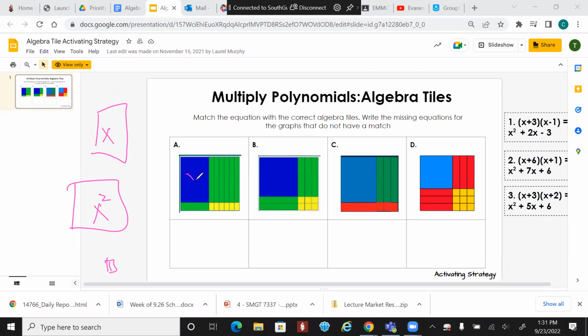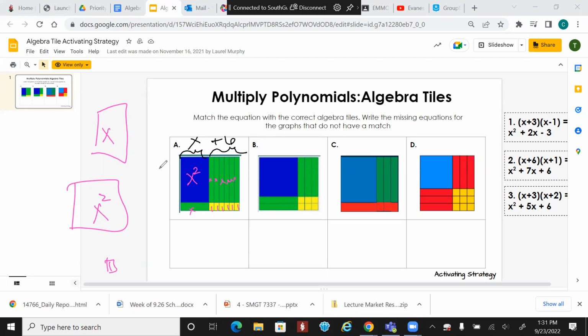Okay, so for instance, this guy is x squared. Here's an x, here's an x, here's an x, here's an x, here's an x, here's an x. And then these are all ones. Okay, so on the side, the length is x. And how many green tiles do you have? You have 6.